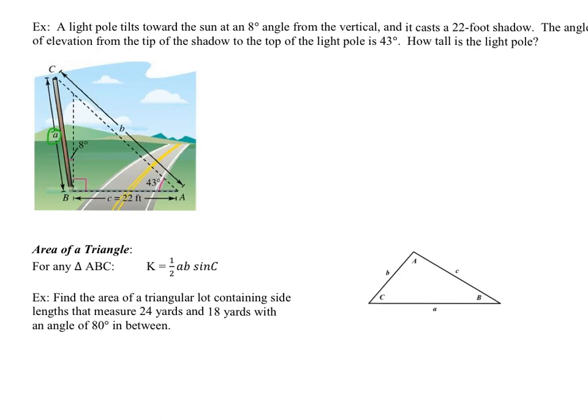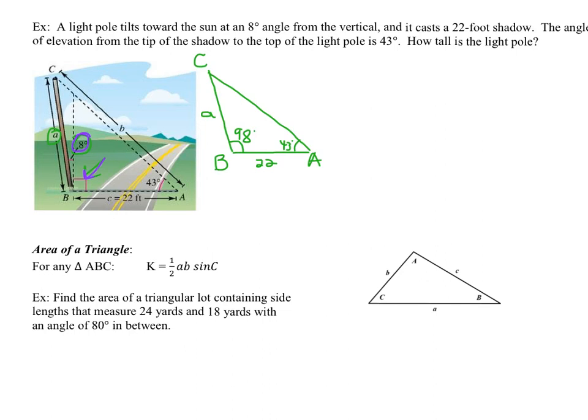If I recreate triangle ABC, notice that right angle kind of gets lost in the picture. So I've got C for the top of the light pole, angle B down here on the ground, and angle A over across the road. It says that the shadow is 22 feet, the angle of elevation is 43, and notice there's an 8-degree angle and this right angle. There's an 8-degree angle and a 90-degree angle. So on our picture, that creates an angle of 98 degrees for angle B. Now the goal for us is to determine the length of the light pole. So that's side A, opposite that 43-degree angle.